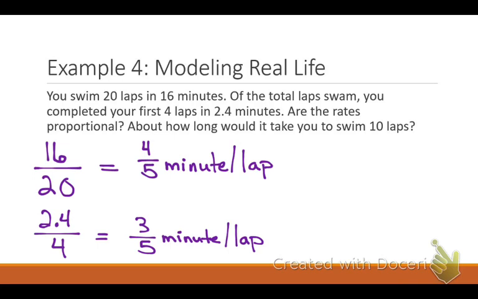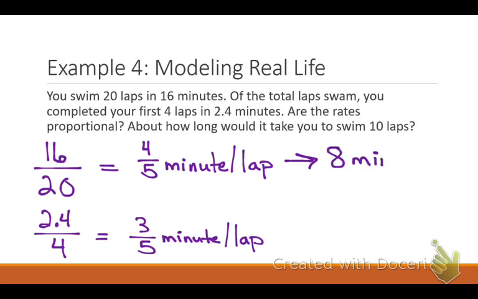So what I see here is that the 2 rates are not proportionate, but I have to use these values to figure out, well, I'm not doing short distance, but I'm not doing the full long distance either. About how many minutes do you think it would take to run 10 laps? Let's go worst case scenario. If you're going at this rate, what's 4/5 times 10? How many minutes would it take? 8 minutes.